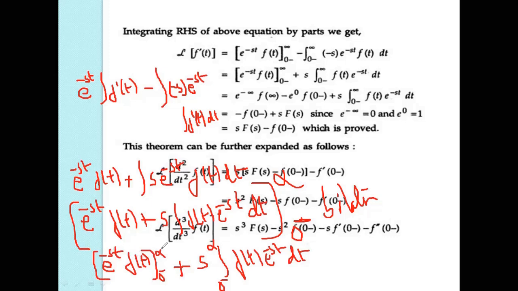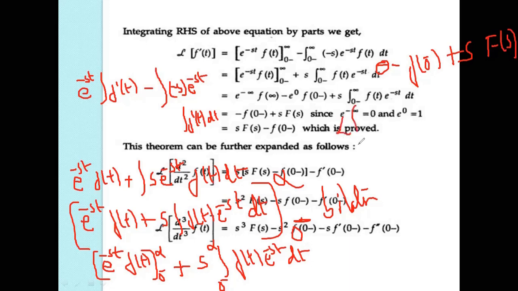So e power minus st f of t, applying the infinite limit here. Infinite means 0 for the first term. For the lower limit, if I am applying t equal to 0, e power 0 is 1, and f of 0, that is f of 0 minus, the lower limit. So minus f of 0 minus plus s into, this is the definition of the Laplace transformation for the signal f of t, so f of s.